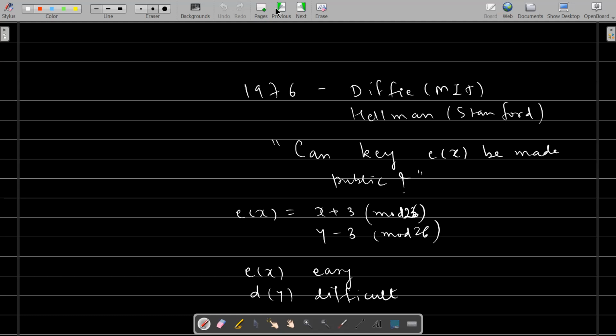Even if E of X is made public, another person can encrypt using that method, but they cannot decrypt A's messages. So this idea, or any system based on this idea, is called a public key crypto system. This is the basic idea behind a public key crypto system.